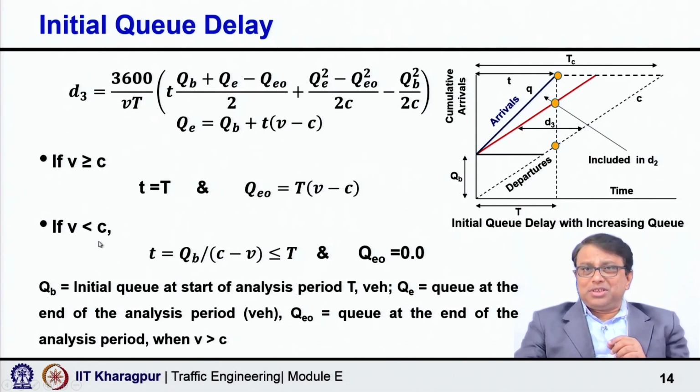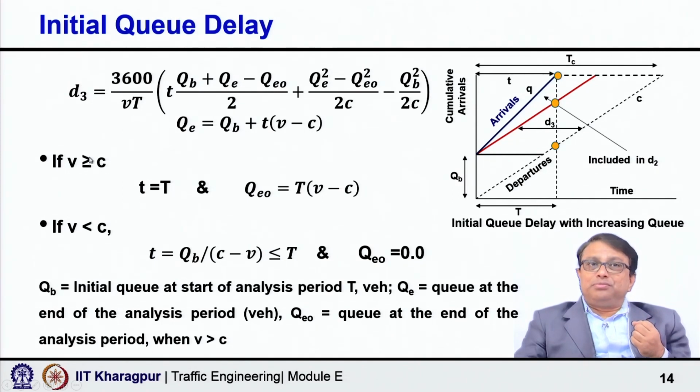V less than C, so C is higher. So, this will become negative, that means QB minus, in the overall analysis period capital T, how much is the difference between V and C. So, essentially if you take minus, it will then be C minus V. So, QB equal to QE will be QB minus something, and the Q length will get reduced.